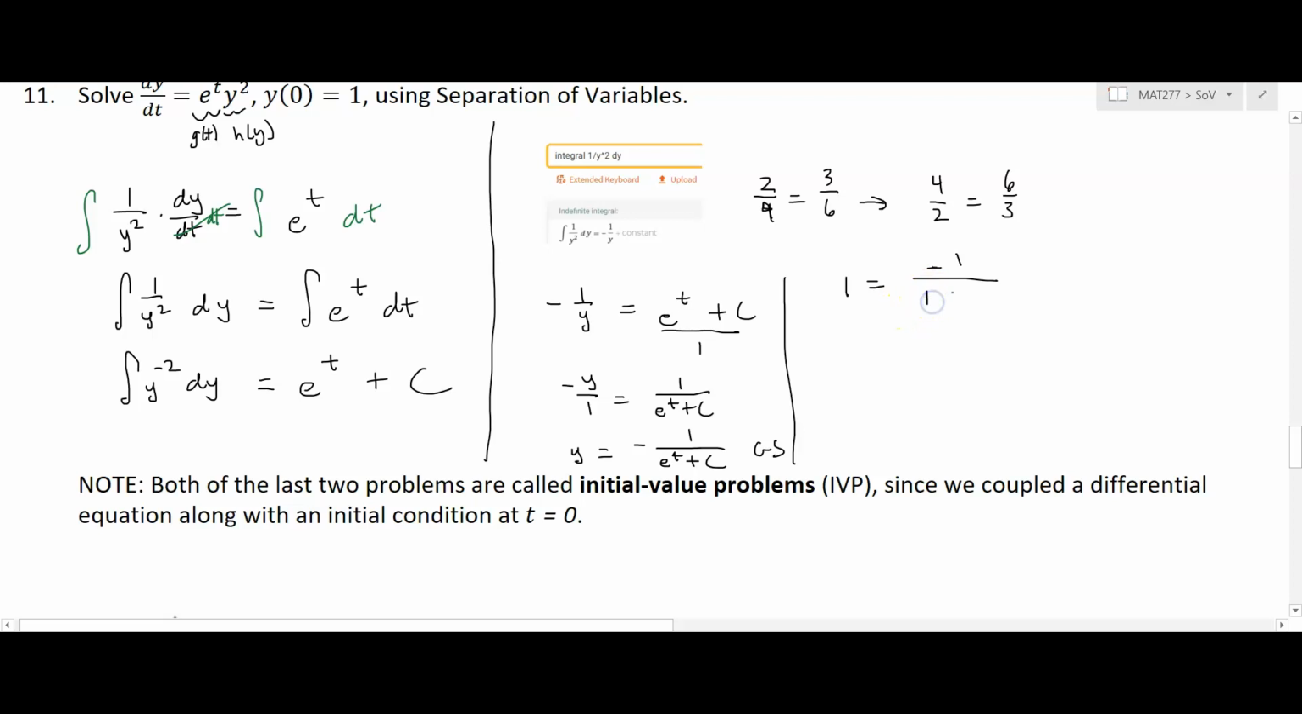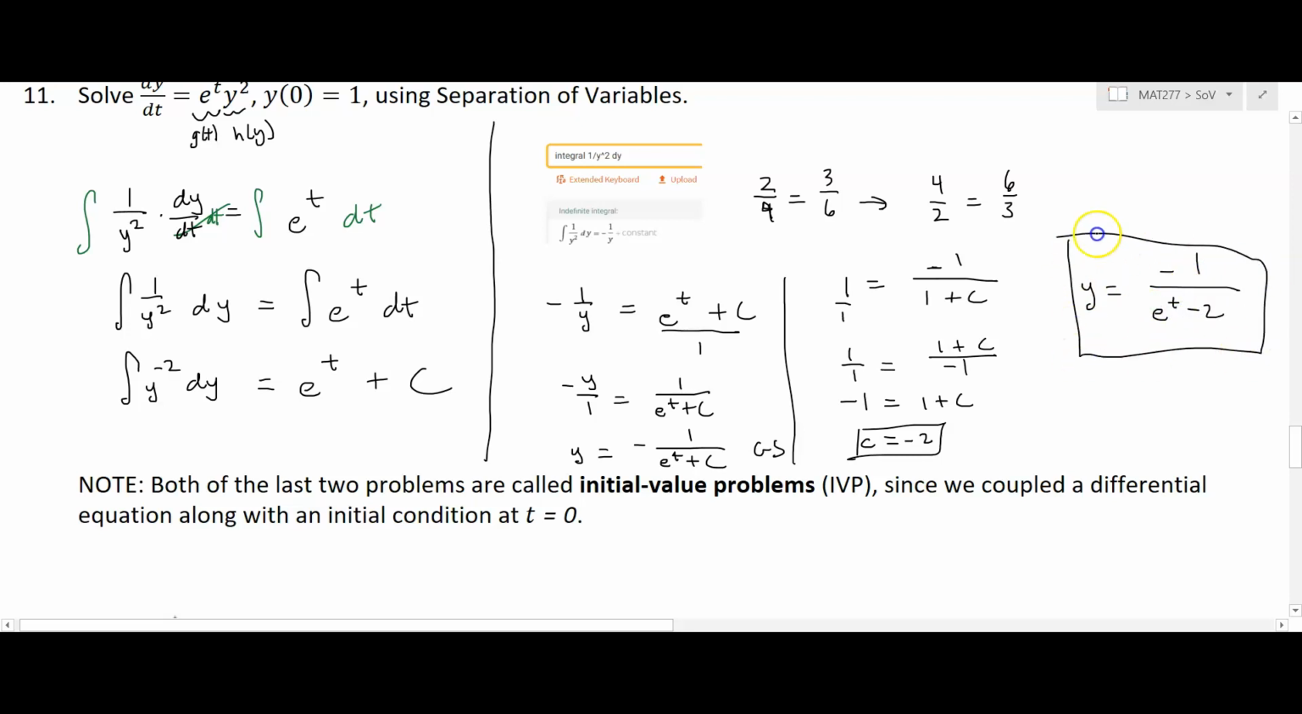To solve for c, I need to get that out of the denominator. So again, I'll do this reciprocal trick. So 1/1 equals (1 plus c) over -1. And now I'll multiply both sides by -1, giving -1 equals 1 plus c. And so if I subtract 1 from both sides, I'll get c equals -2. So that gives me the value of my arbitrary constant, and my final solution is y equals -1/(e^t - 2). And that's my final answer.